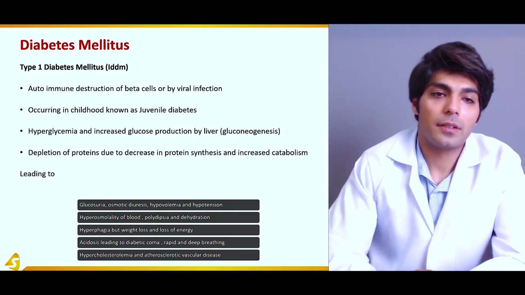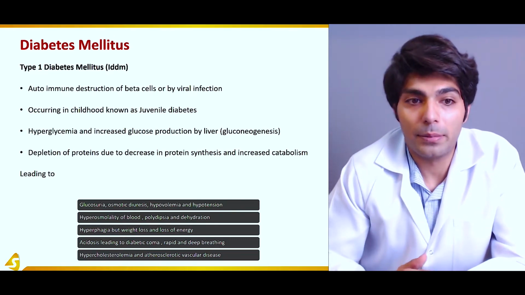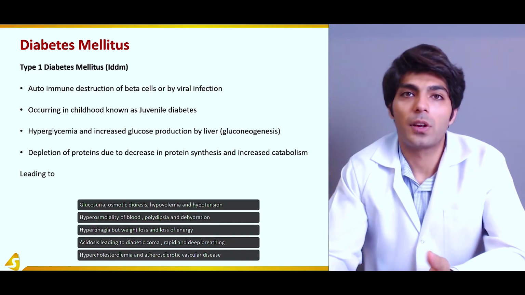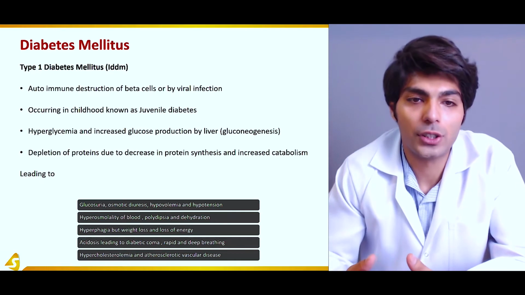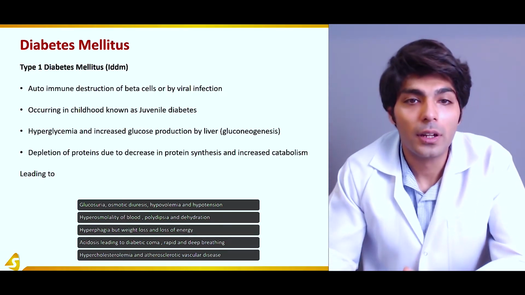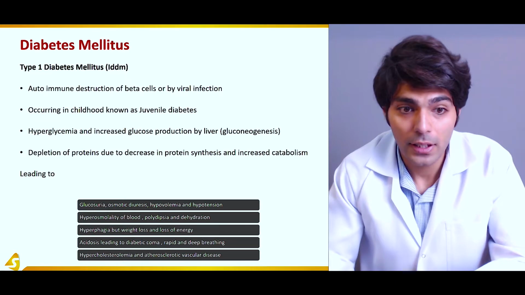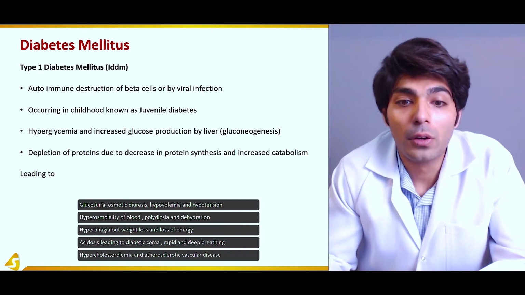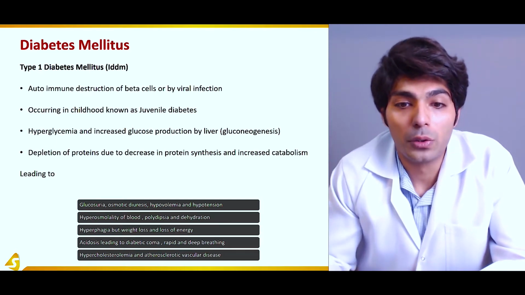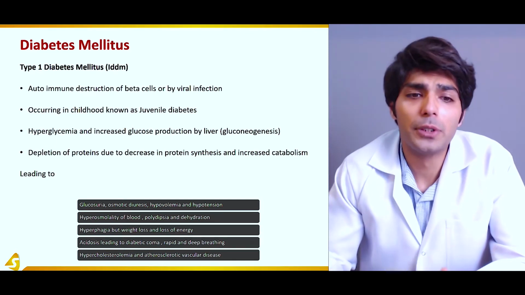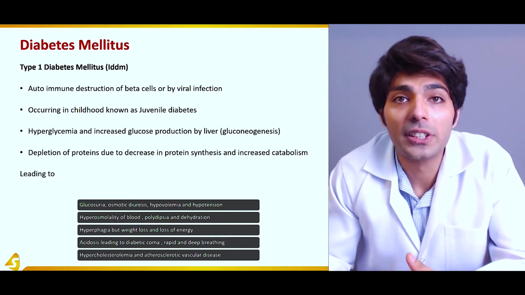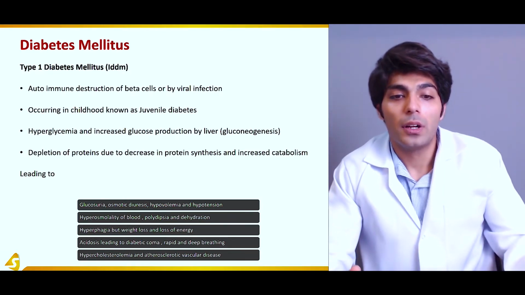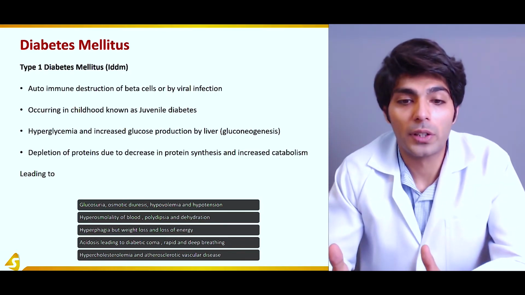Insulin dependent diabetes mellitus, that is type 1 diabetes mellitus, involves an autoimmune destruction of the beta cells or viral infection. It usually occurs in childhood. It is also called juvenile diabetes. There is hyperglycemia and increased glucose production by the liver, that is gluconeogenesis. There's a depletion of proteins due to a decrease in protein synthesis, and an increased catabolism, leading to glucosuria. There's an osmotic diuresis.